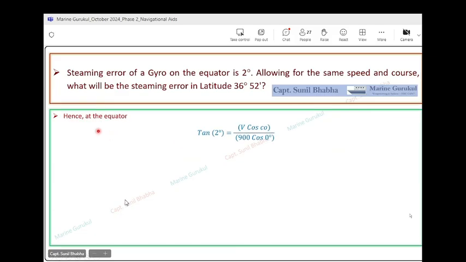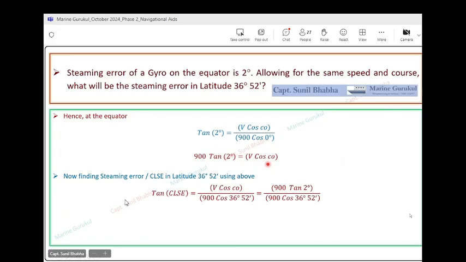So moving on to the equator now. At the equator, tangent of CLSE is equal to V cos course divided by 900 cos latitude. The CLSE is 2 degrees. It is given to us in the question. Factor V cos course is not known to us. We don't know what is the speed. We do not know what is the course. 900 cos latitude, the latitude is 0. So this converts to 900 tangent 2 is equal to V cos course.